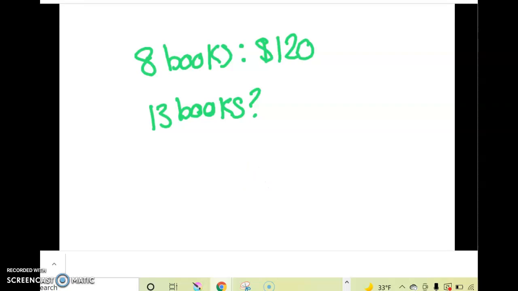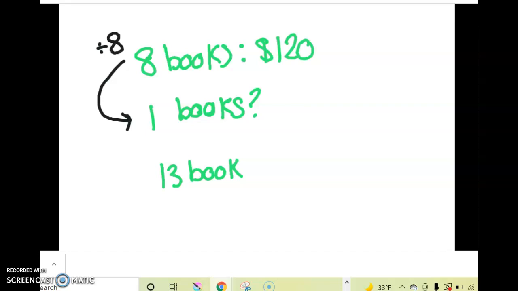A unit rate would be finding the price of one book. Because if I can find the price of one book, I can use that to find the price of 13. How do I find a unit rate? First, we need to ask ourselves what we do to the 8 in order to get from an 8 to a 1. Since this number is getting smaller, I know I'm going to use division. And I should know my math facts well enough to know that any number divided by itself is 1. So in order to get from 8 books to 1 book, I need to divide 8 by 8.